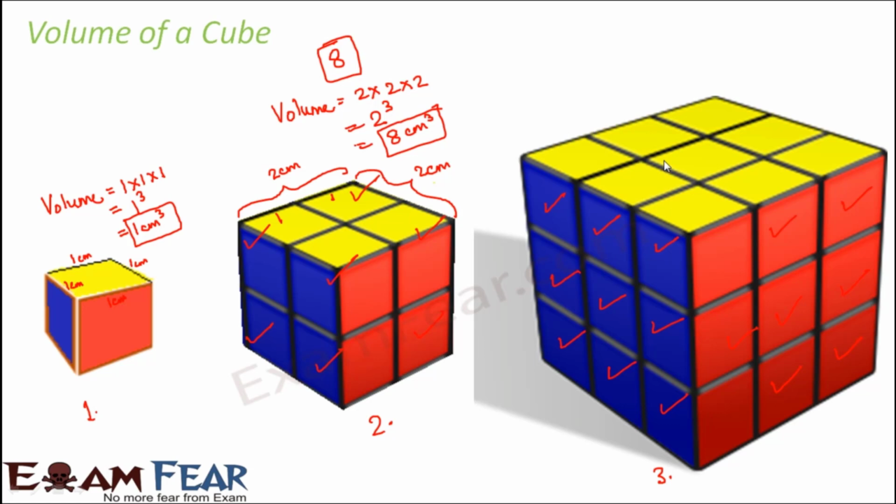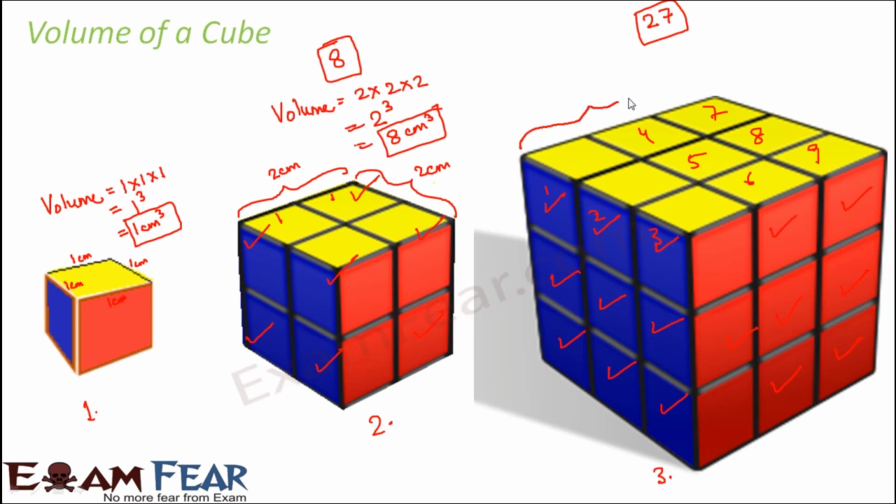Another easier way of counting the number of cubes is you count layer by layer. So here you have 3 layers. In the first layer you have 1, 2, 3, 4, 5, 6, 7, 8, 9. So you have 9 small cubes in one layer. So in 3 layers, how many total cubes do you have? 9 into 3, that is 27. So 27 small cubes together again form a bigger cube.